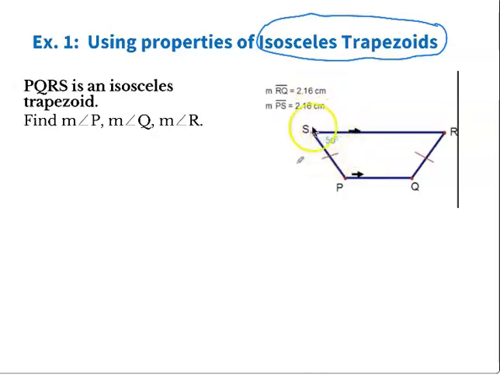I'm given some information about this isosceles trapezoid. One of my angles is 50 degrees, and then I'm given the length of side RQ as 2.16, and since I know RQ is 2.16, I know that SP would also have to be 2.16. So I'm just going to write that information in, and then I'm going to come back over here and look at what the problem wants me to find. It wants me to find the measurement of angle P.